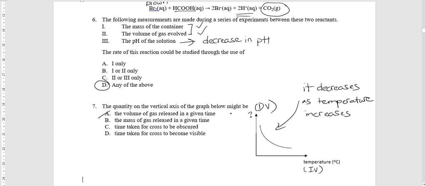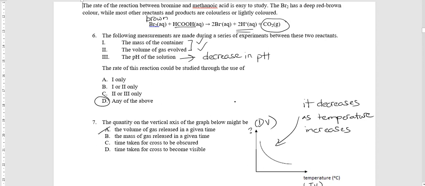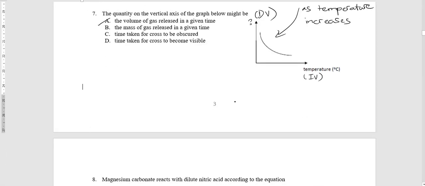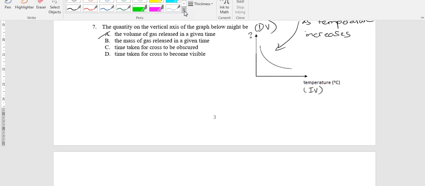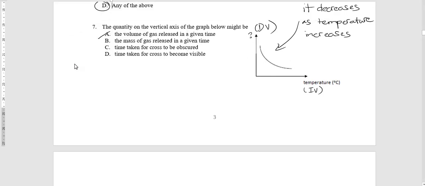The mass of gas released in a given time could be, now I do realize I need to go back and probably talk a little bit about this. I do need to insert a little more information about where the cross comes from, but this is a throwback of the experiment that we did in class when we draw a cross and want to see how long it takes for the cross to become visible or become obscured.